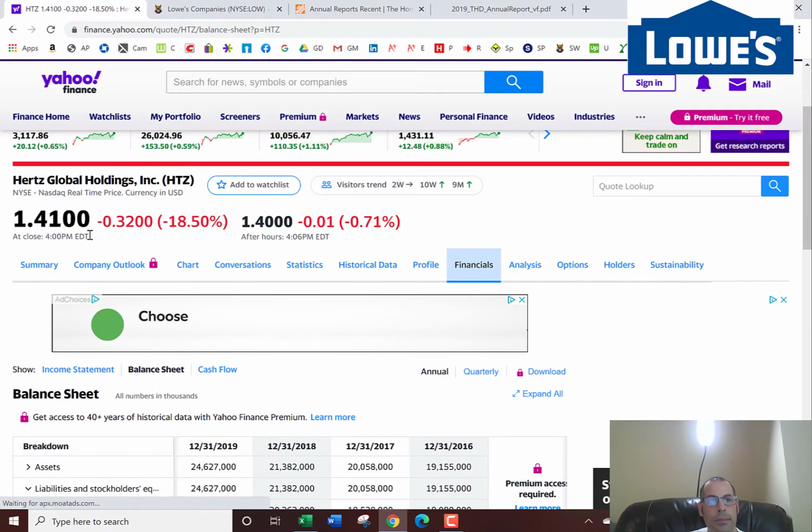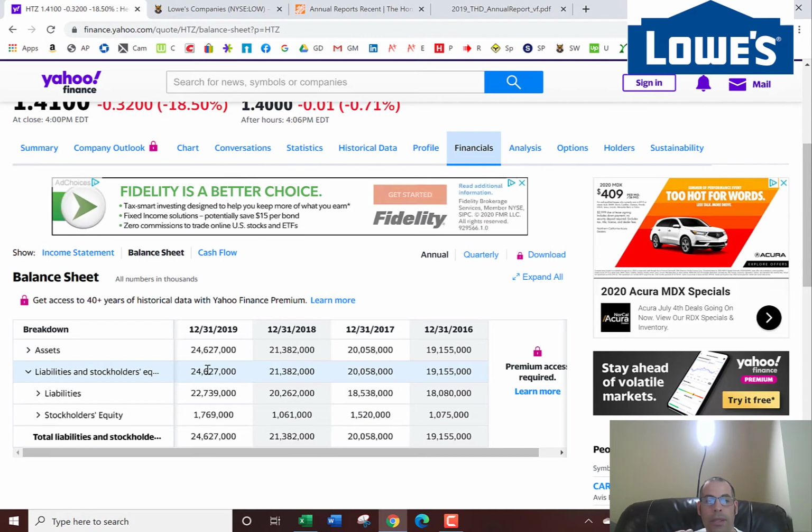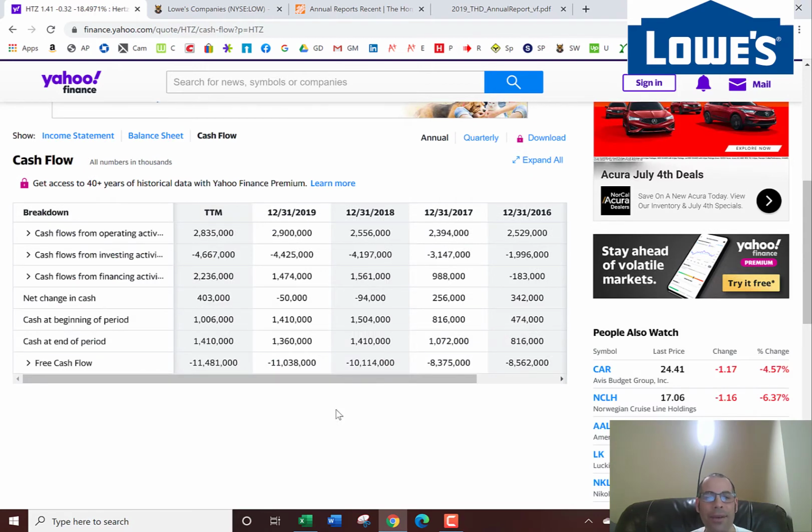And now look at a company like Hertz. This is Hertz's balance sheet, and they have $1.8 billion in equity. So their assets are $1.8 billion more than their liabilities. So someone may say, this is good. It's much better than Home Depot. But in 2019, Hertz had negative $11 billion in cash flow. And before that, they had negative $10 billion. They're leaking cash like there's no end. This is not what I would invest in.